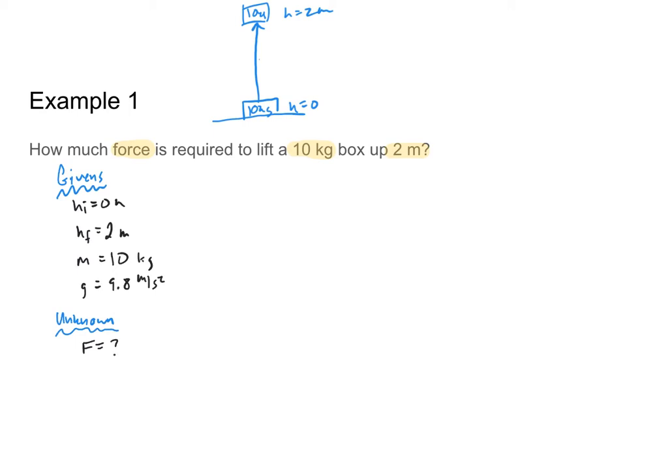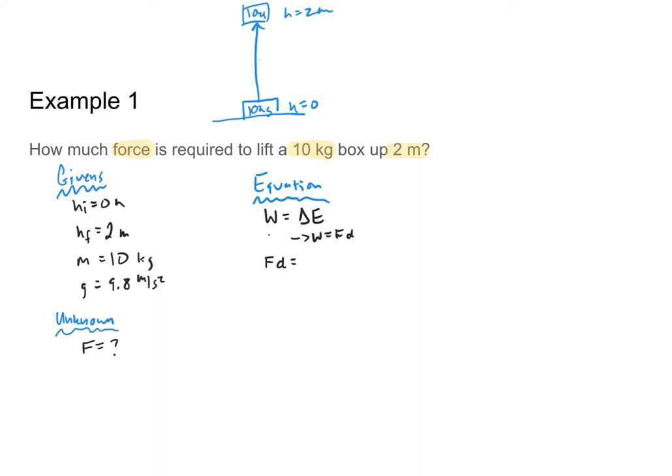So, to solve this problem, I'm going to use the work-energy theorem, which states that the work done by a system is equal to its change in energy. Let me go ahead and expand that out. So I know that work is equal to force times displacement. So that means on the left side of my equation, I can write force times displacement.